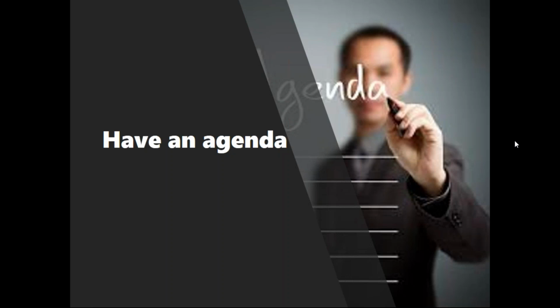Now, it shows a respect as well for the people that are in the meeting, that if you're the leader and you've taken the trouble to put together an agenda, then it shows that you have respected other people's time to a point where you're attempting, at least, to have a productive meeting. So having an agenda is important.